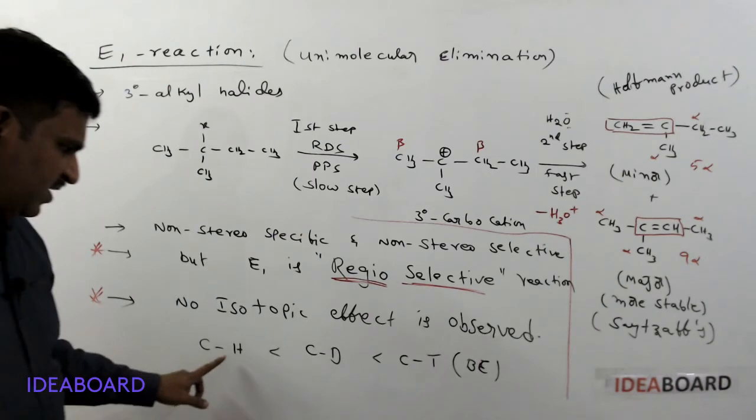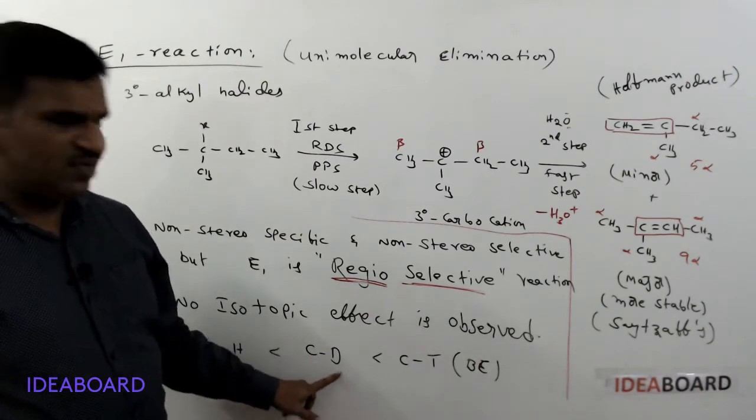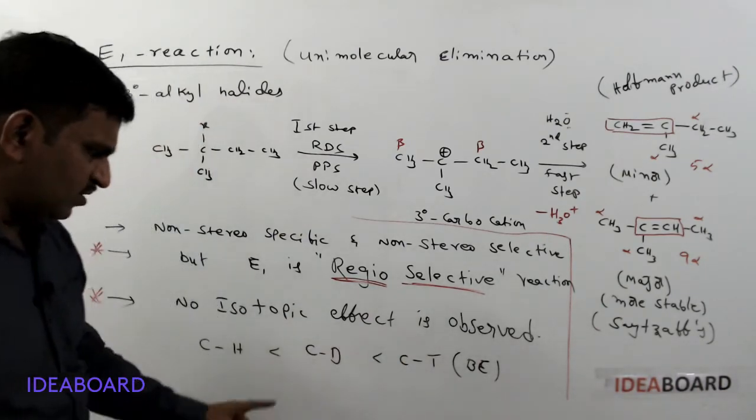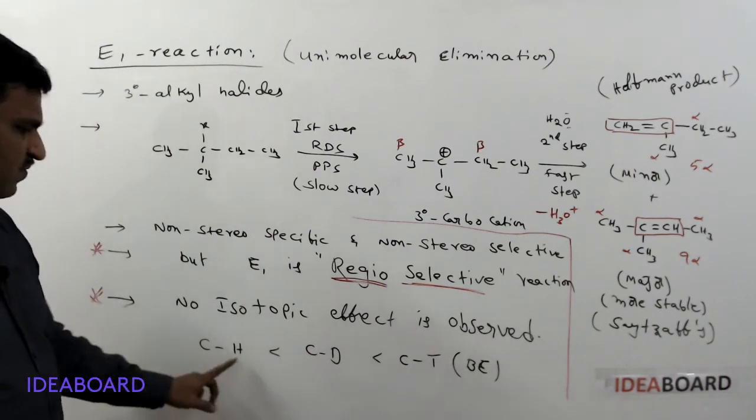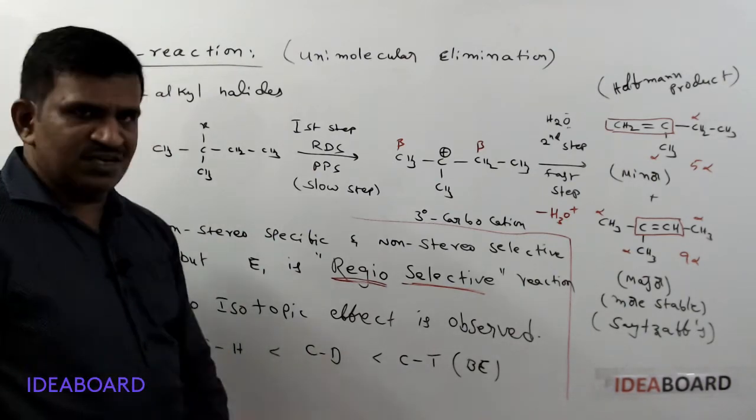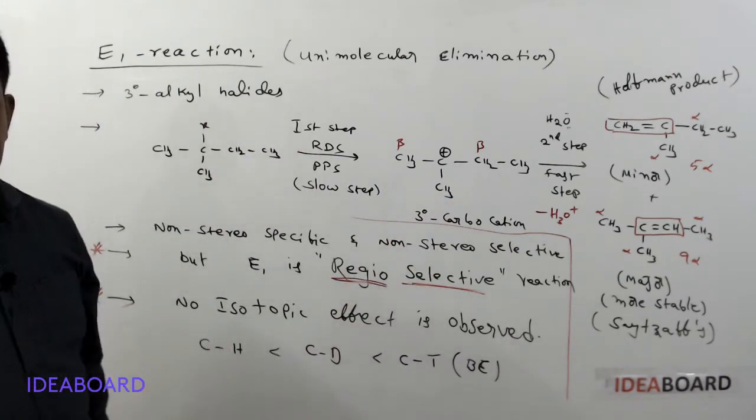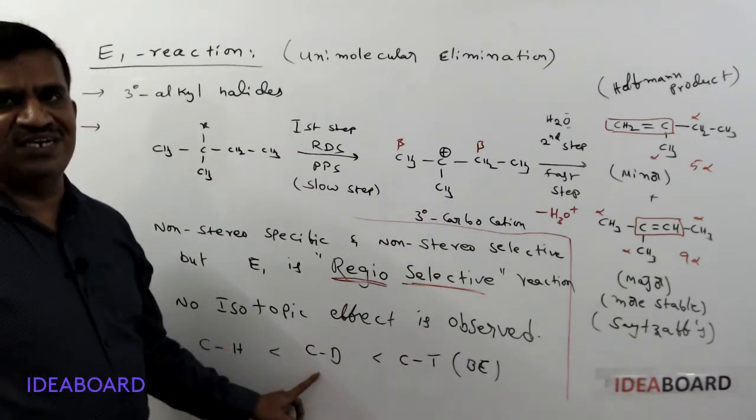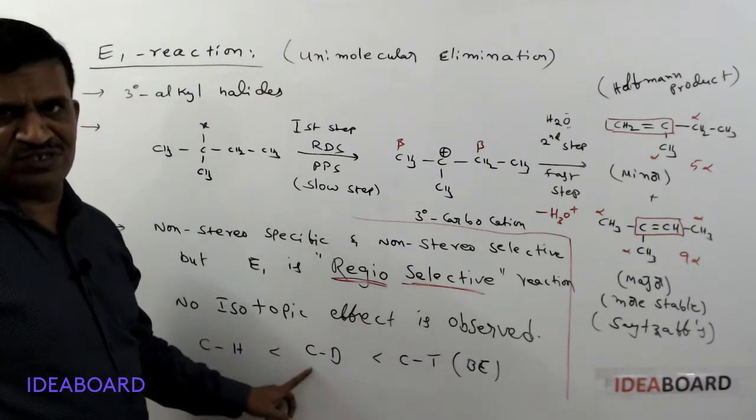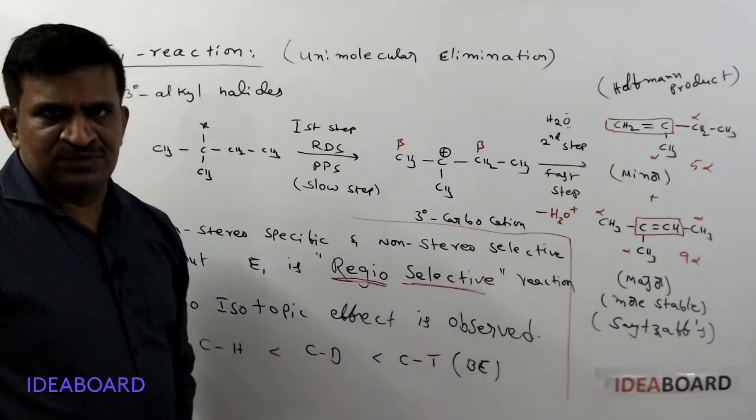Means carbon-hydrogen, carbon-deuterium, carbon-tritium. If you want to break the bond between carbon and hydrogen or carbon and deuterium, the C-D bond requires more energy than the C-H bond. Which is a stronger bond? CD. Compared with CH, CD is stronger. CD is much stronger.